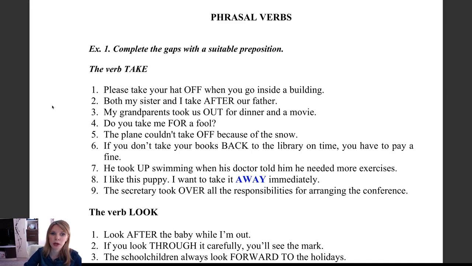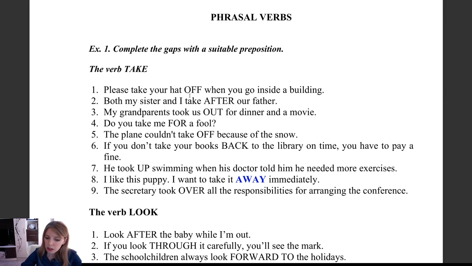Number one. Please take your hat off when you go inside the building. Preposition off in the meaning снимать. Number two. Both my sister and I take after our father. It's the point which I have just mentioned to you. So take after, быть похожим на кого-либо.